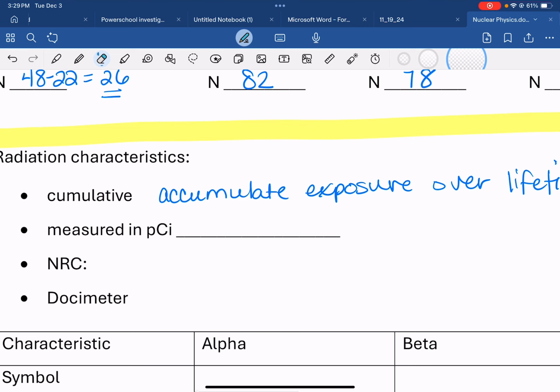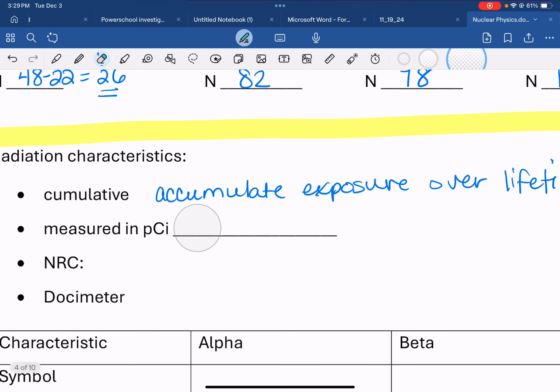These are measured in picocuries. And so a picocurie would be 1 times 10 to the negative 12 curie. So those are very, very small units of measure.